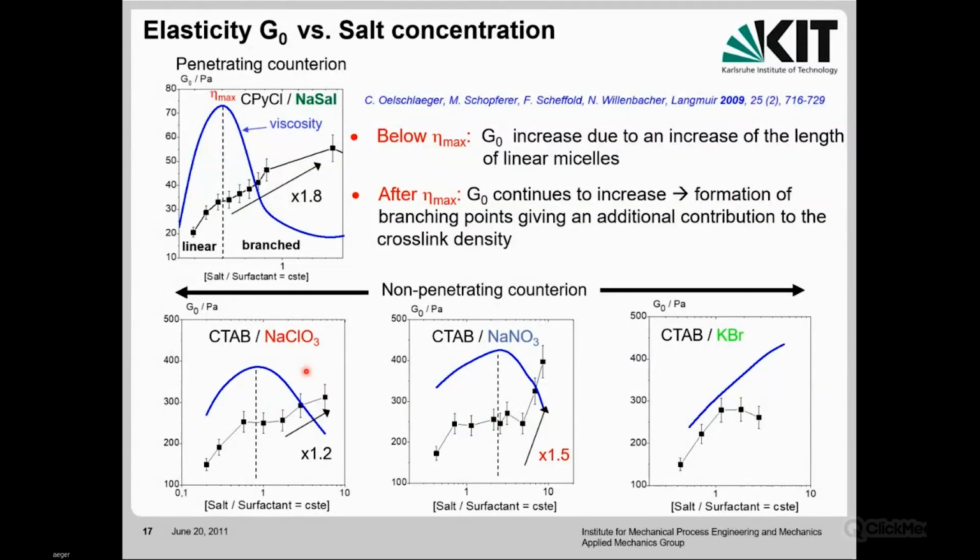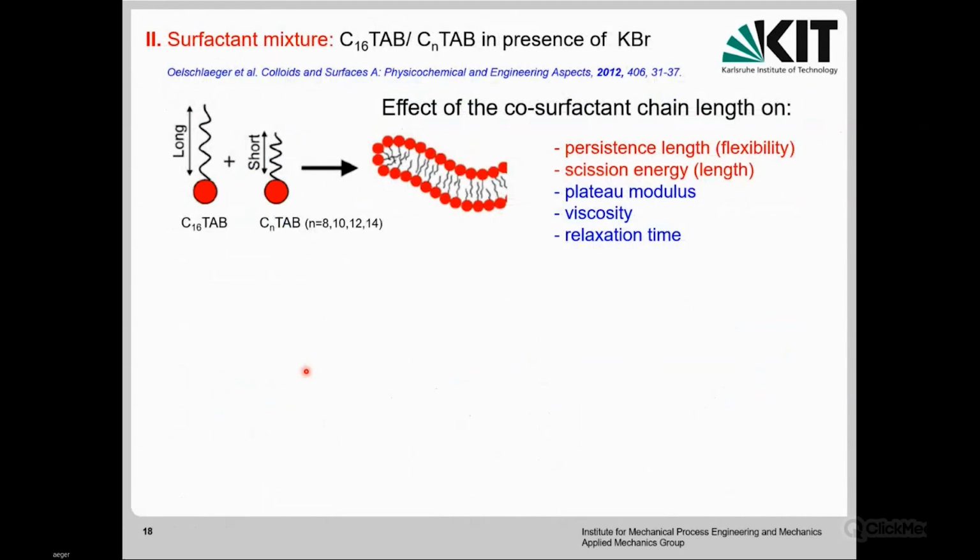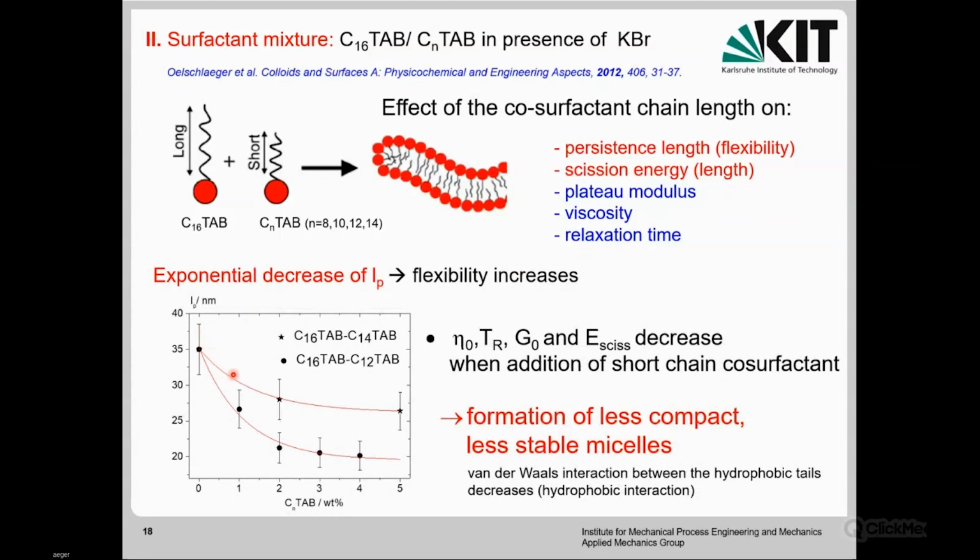So these studies have been published, and we also investigated surfactant mixtures. We mixed long chain surfactant with short chain surfactant and investigated the effect of adding these co-surfactant chain lengths on the persistence length, scission energy, and other parameters. We also did high frequency measurements using DWS, and we found that the persistence length, as you can see for one system or some other system, is decreasing when adding short chain surfactant into the mixture.